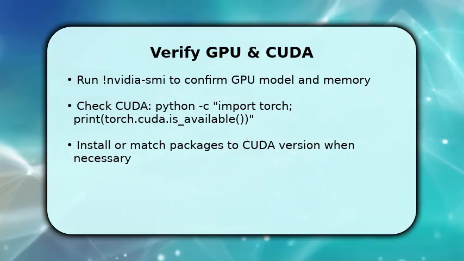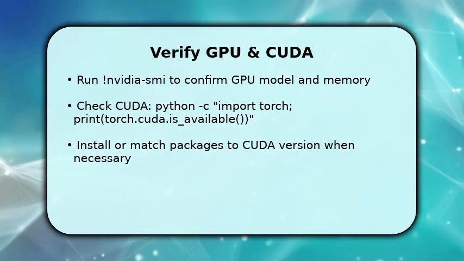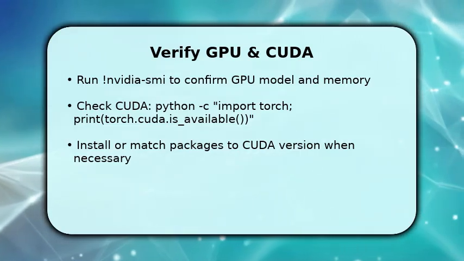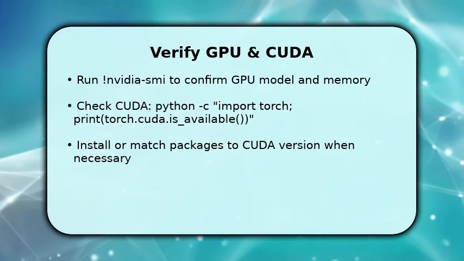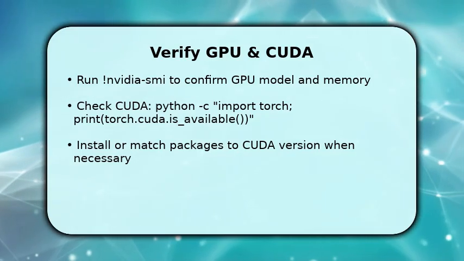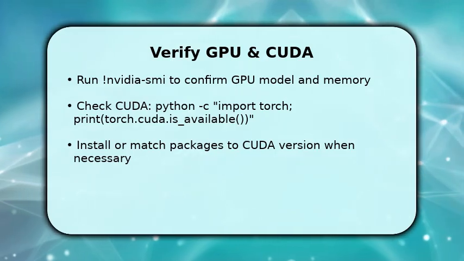If a mismatch occurs, install the framework build that matches the session CUDA version. For example, pip install torch with the appropriate CUDA tag. Once those checks pass, allocate tensors or move models to CUDA.